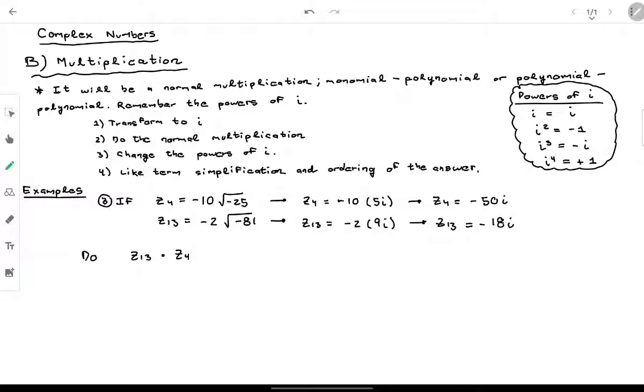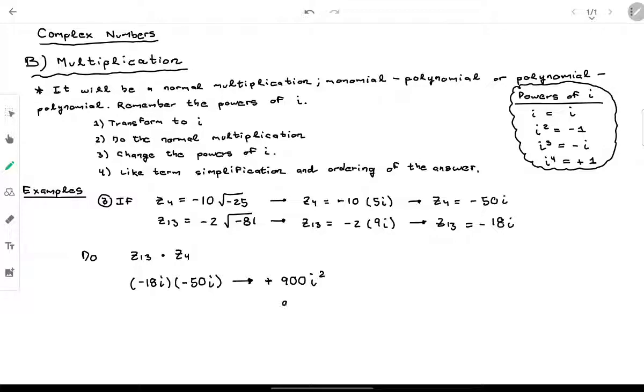So in this case, it's going to be c13, it's minus 18i. That multiplies c to the 4, that it's going to be minus 50i. If we do that multiplication, monomial times monomial, so it's going to be minus times minus, it's plus. 18 times 50, it's going to be 900. I and I, it's going to be I squared.